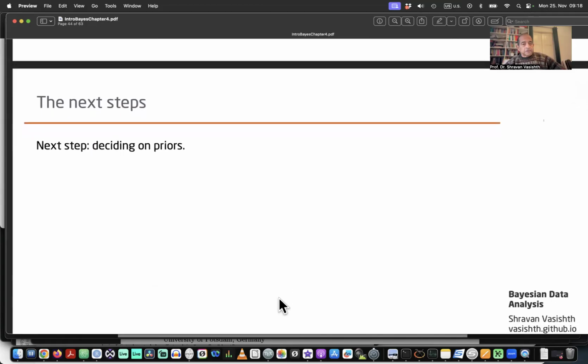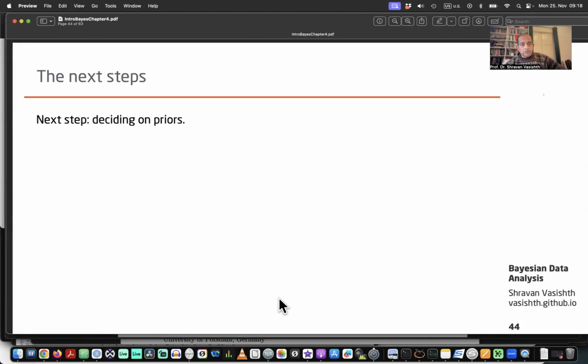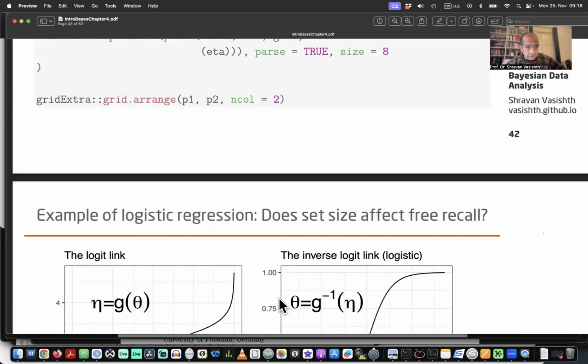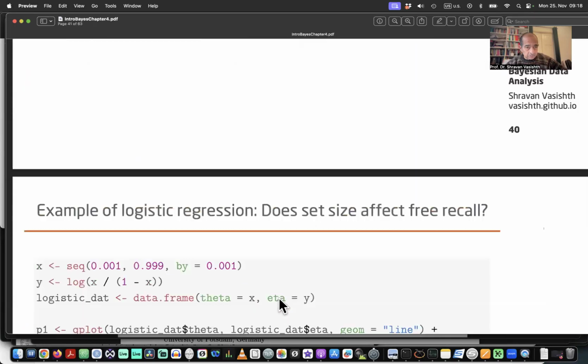Right. So let's first look at what the model is going to look like and decide on the priors. So our model, did I even specify the model yet? Sorry, maybe I didn't do this.